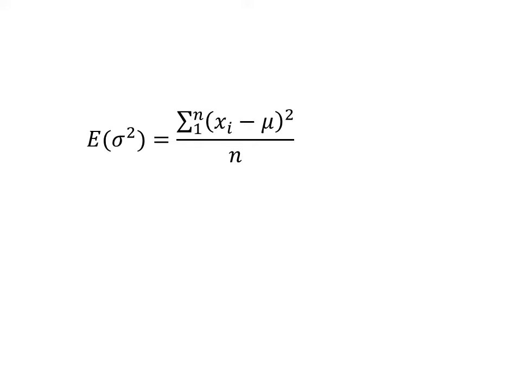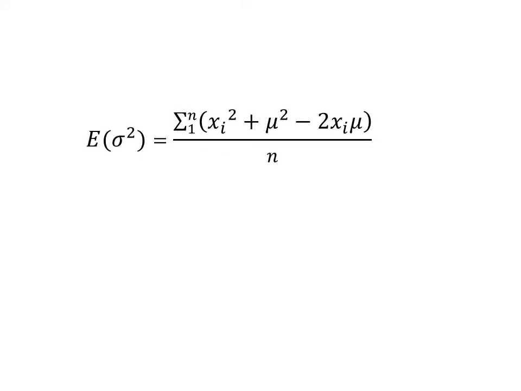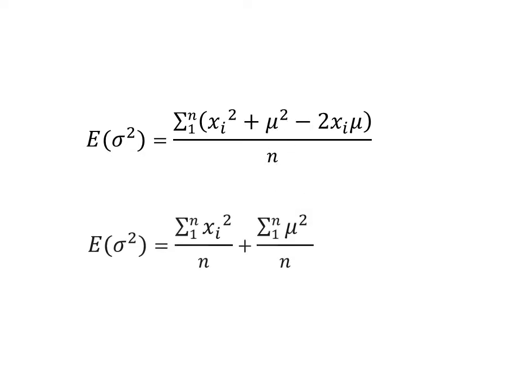Xi minus mu squared solves to xi squared plus mu squared minus 2xi mu. And we can now break this into three separate fractions. The sum of xi squared divided by n plus the sum of mu squared divided by n minus the sum of 2xi times mu divided by n. We'll come back to this equation in a moment.